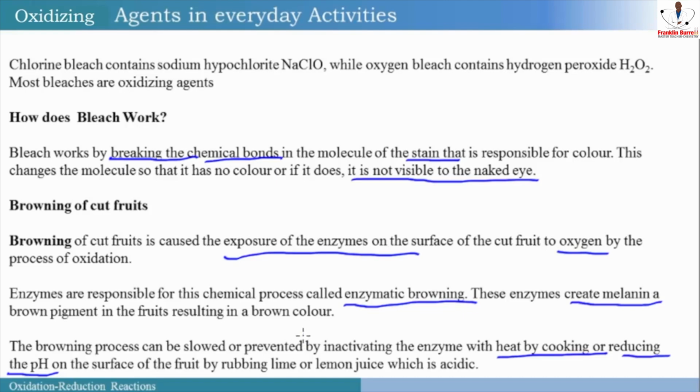How can you lower the pH of the enzymes? Well, you can rub lime juice or lemon juice onto the surface and it will not turn brown. So there are two ways you can reduce the browning effect: by increasing the temperature, and by rubbing lime juice or lemon juice onto the surface, which will lower the pH, making the enzymes unable to operate in that sort of condition. Let's continue with other types of reducing agents.